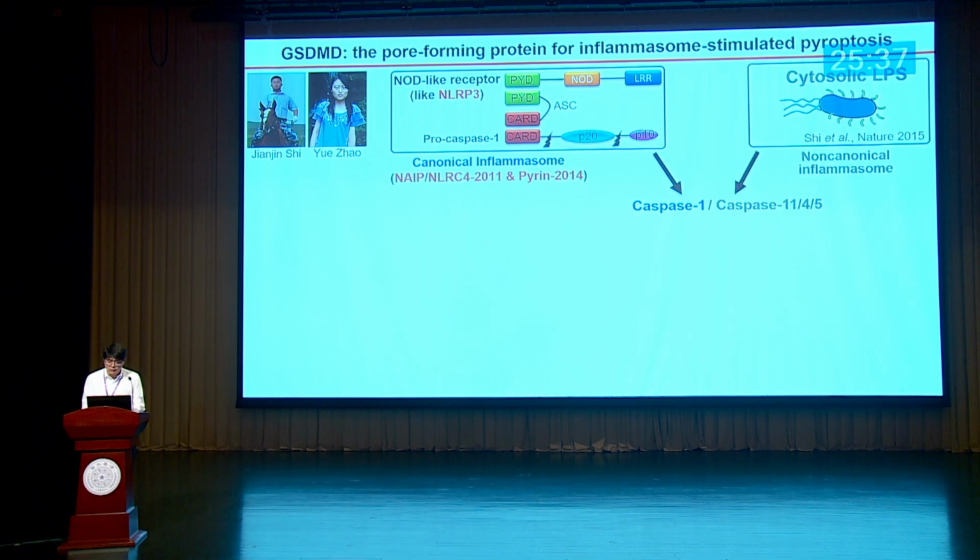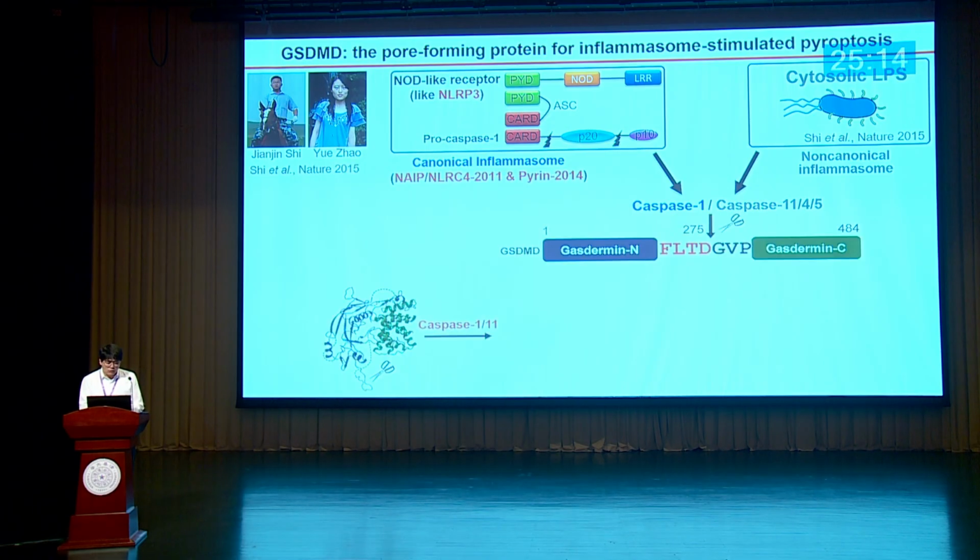And a few years ago, my lab and Vishva Dixit's lab at Genentech discovered another pathway, the so-called non-canonical inflammasome, mediated by caspase-11 in mice and caspase-4 and 5 in humans. Those caspases do not require NOD-like receptors. Instead, they directly recognize cytosolic LPS and get activated. So in 2015, we discovered another protein downstream of caspase-11 called gasdermin D.